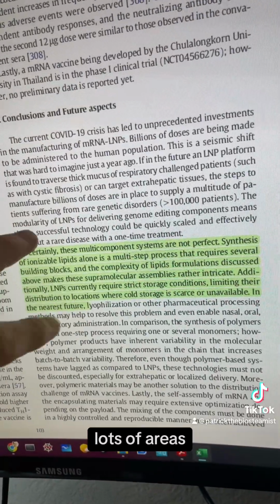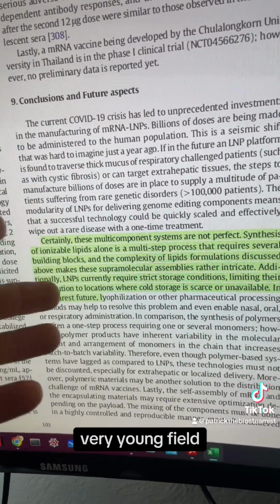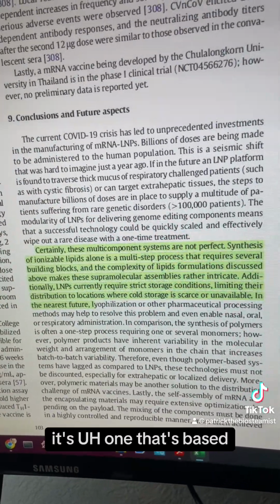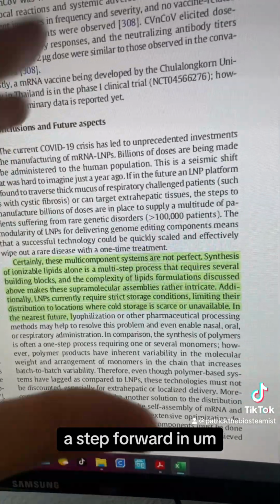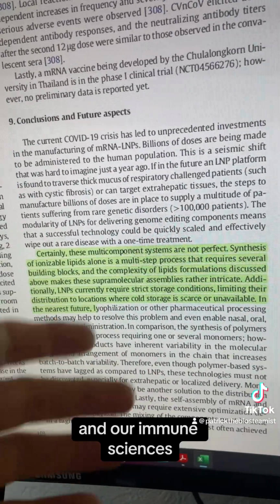And then there's still lots of areas where optimization can be made because this is still a very young field. But despite being young, it is a very exciting field. It's one that's based in a lot of well-established knowledge, and it is certainly a step forward in our vaccination sciences, in our immune sciences.